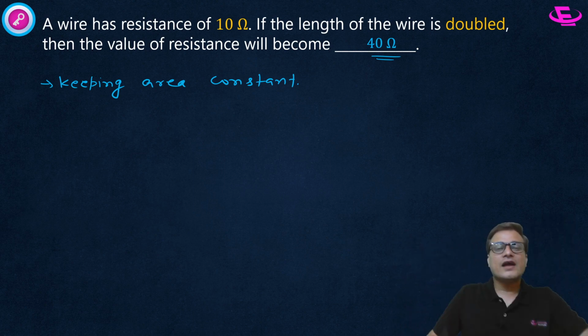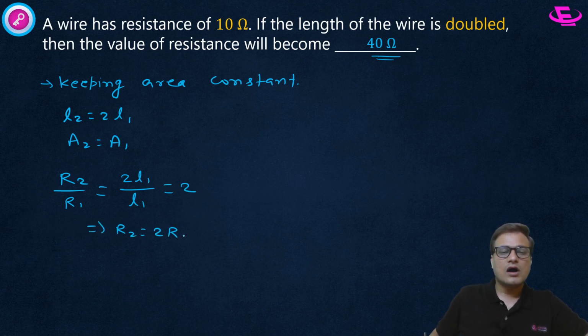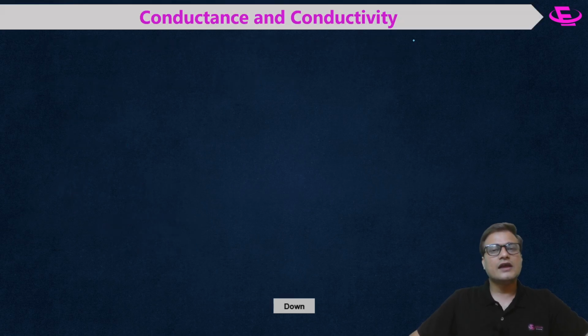So if new wire has been added, we will simply say L2 equal to 2L1, A2 equal to A1, that means area is constant. From here if you write R2 by R1, it will become simply 2L1 divided by L1, that means 2. From here R2 will be equal to 2 into R1. So these are the tricks. You must see the question very carefully, what they have written and what they are asking, then only you can solve the questions in the right direction.